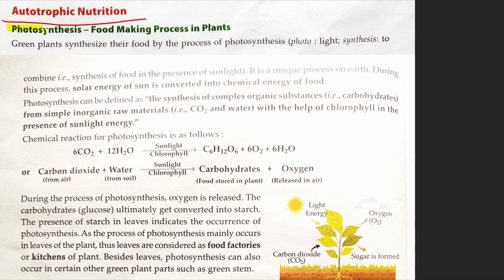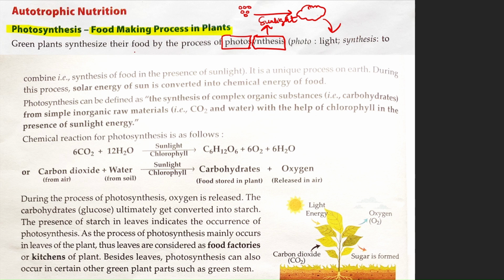Autotrophic nutrition, photosynthesis, the food making process in plants. Green plants synthesize their food by the process of photosynthesis. Photos means light, synthesis means to combine. Synthesis is converting bits and pieces of compounds into a whole new complex component. When you combine bits and pieces into a whole new component with the help of sunlight, with the help of light, it is called photosynthesis. That's what is explained here.